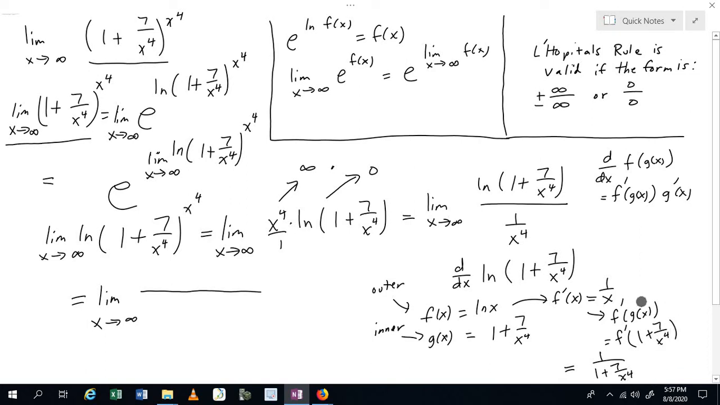That's what this function does, right? Anything you plug into it, it just says 1 over whatever you plugged into it. So this is what I'm plugging into it, so it's just going to say 1 over that. Okay, so there's my outer derivative, right? That's f prime evaluated at g. And now we need g prime.